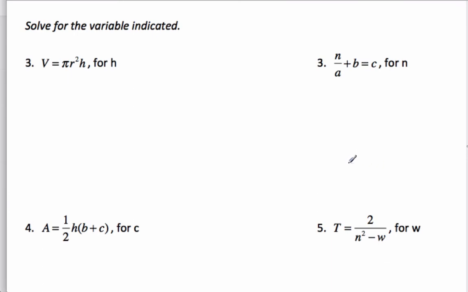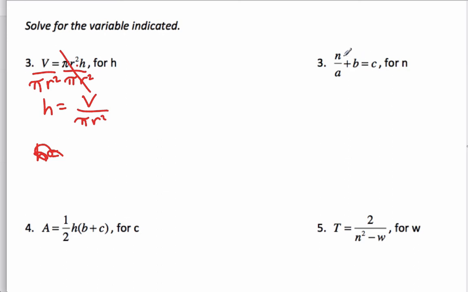Okay, next we have to solve these three problems for the indicated variable. So we need to solve for h. That means your goal at the end is you want h equals something. Okay, so right now, take a look at what we have here. We don't have any adding or subtracting or anything like that. What we have is multiplication. We have pi times r squared times h. So if we want to get rid of the pi r squared, we've got to do the opposite of multiplying, which is dividing. So you just divide both sides by pi r squared. Okay, pi r squared divided by pi r squared is 1. So we'll have h equals just v divided by pi r squared. Okay, and that's your answer.